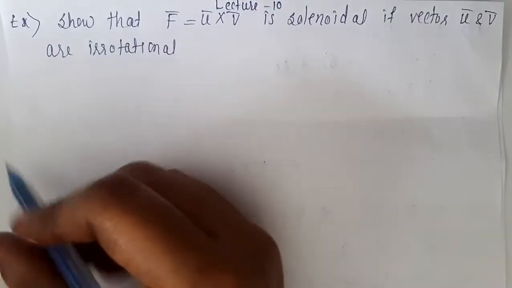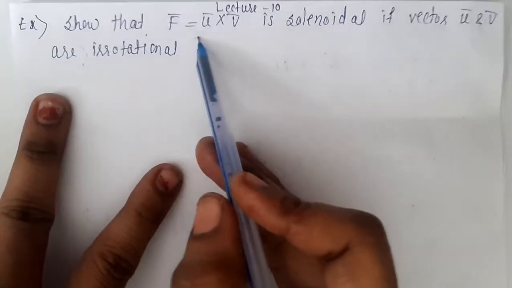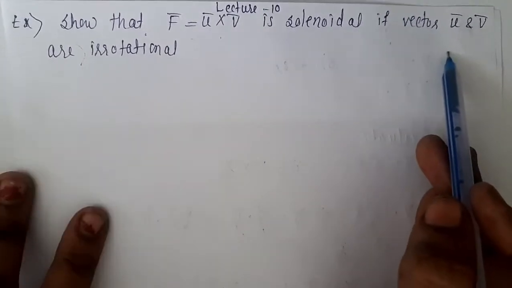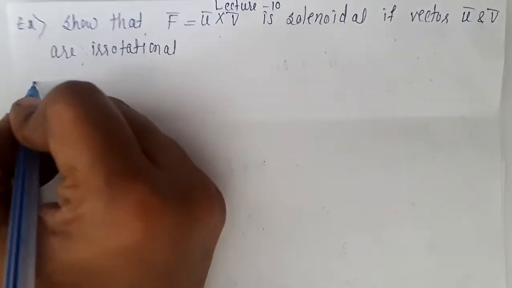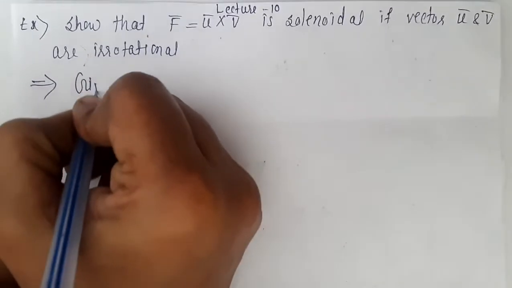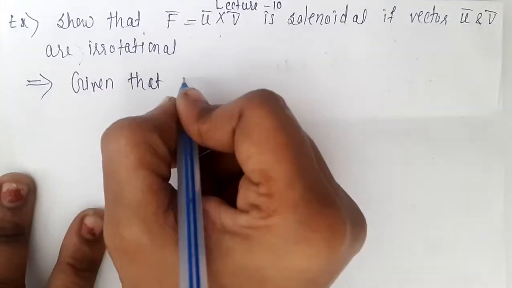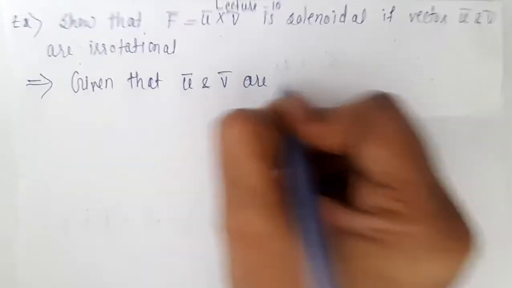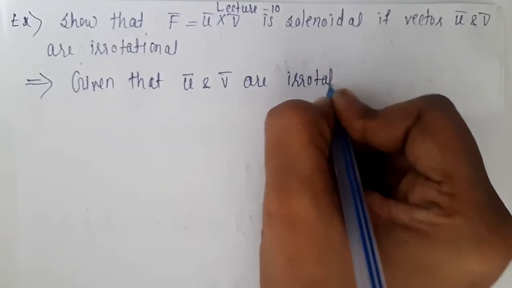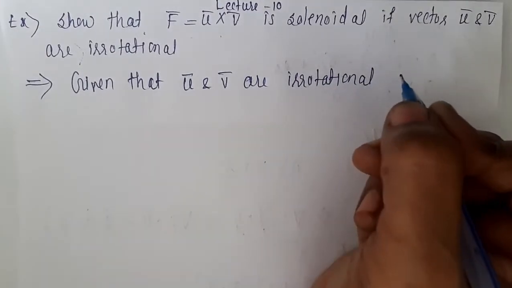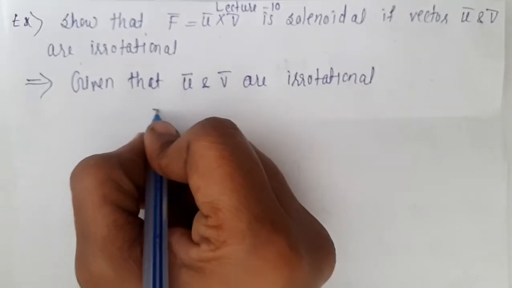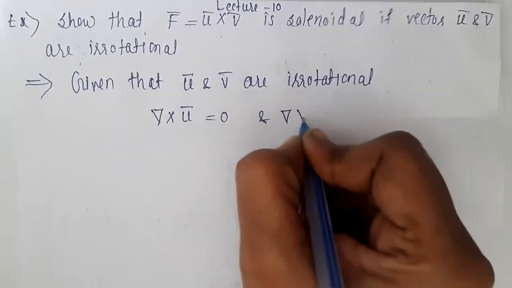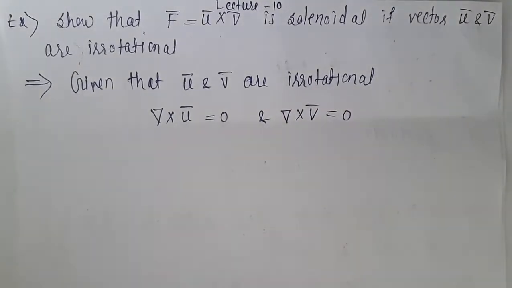So first we see an example: show that f equal to u cross v is solenoidal if vectors u and v are irrotational. Now what is given to us? Given that u bar and v bar are irrotational. What is the meaning of irrotational? Irrotational means its curl is equal to 0. So del cross u bar is equal to 0 and del cross v bar is equal to 0. This is given to us.